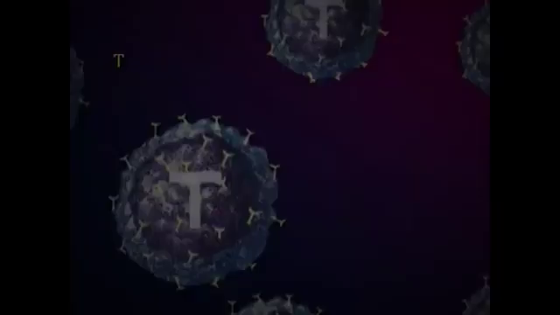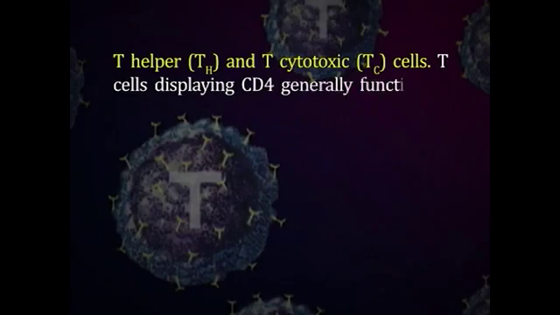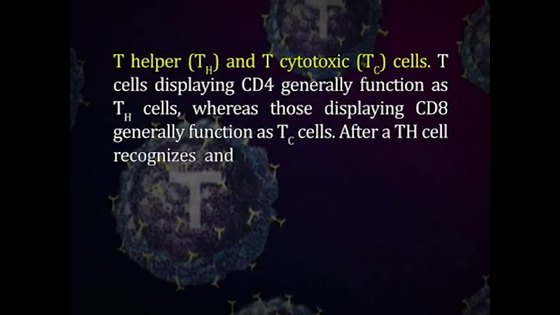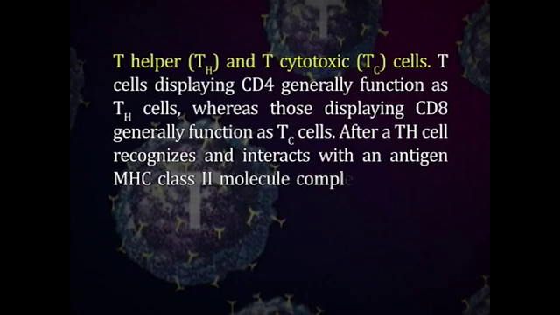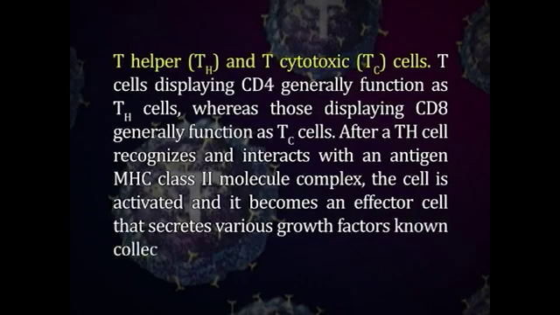There are two well-defined subpopulations of T cells, T helper or Th and T cytotoxic or Tc cells. T cells displaying CD4 generally function as T helper cells, whereas those displaying CD8 generally function as Tc cells. After a T helper cell recognizes and interacts with an antigen-MHC class II molecule complex, the cell is activated and it becomes an effector cell that secretes various growth factors known collectively as cytokines.